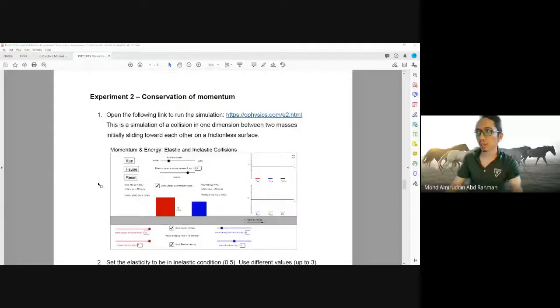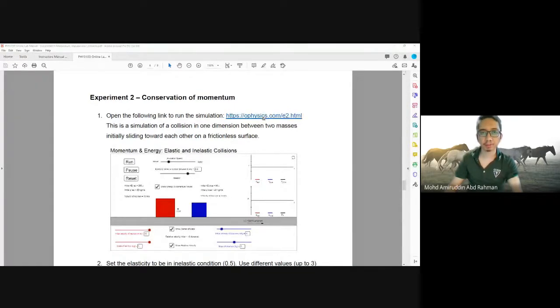Okay, in the second experiment, we're going to look into the conservation of momentum. So m1u1 + m2u2 = m1v1 + m2v2. Here we're going to use the simulation on O-physics, so you can click there.